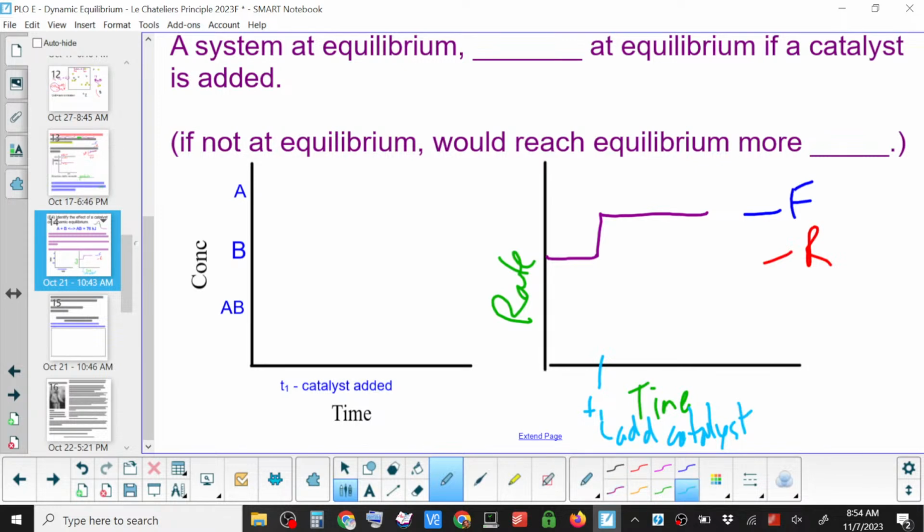You would see here at T1, where we added the catalyst, the rate of A go up. The catalyst has absolutely no effect on an equilibrium. If it's not at equilibrium, it'll reach equilibrium faster. So you are increasing rates. But if it's already at equilibrium, it's not going to shift to either side. You've advantaged both sides. With a lower activation energy, both of them had an equal opportunity.